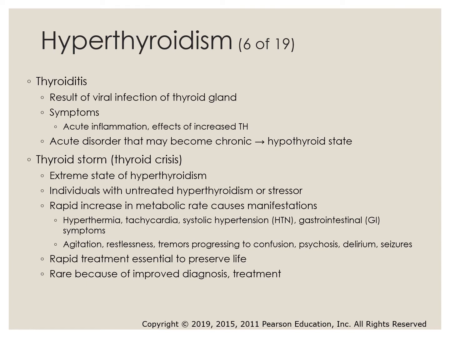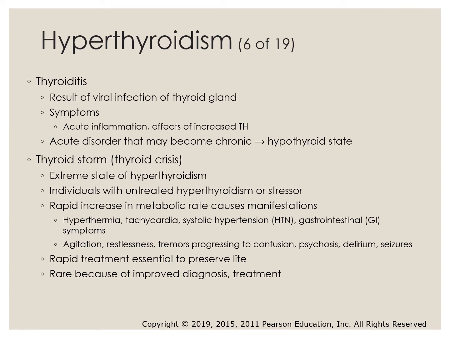And then thyroid storm or thyroid crisis is an extreme state of hyperthyroidism. It's rare because of improved diagnoses and treatment methods today. If it does occur, those affected usually are individuals with untreated hyperthyroidism, most often Graves' disease, or individuals with hyperthyroidism who have experienced a stress, infection, trauma, untreated diabetic ketoacidosis, and that's what DKA means, or manipulation of the thyroid gland during surgery.